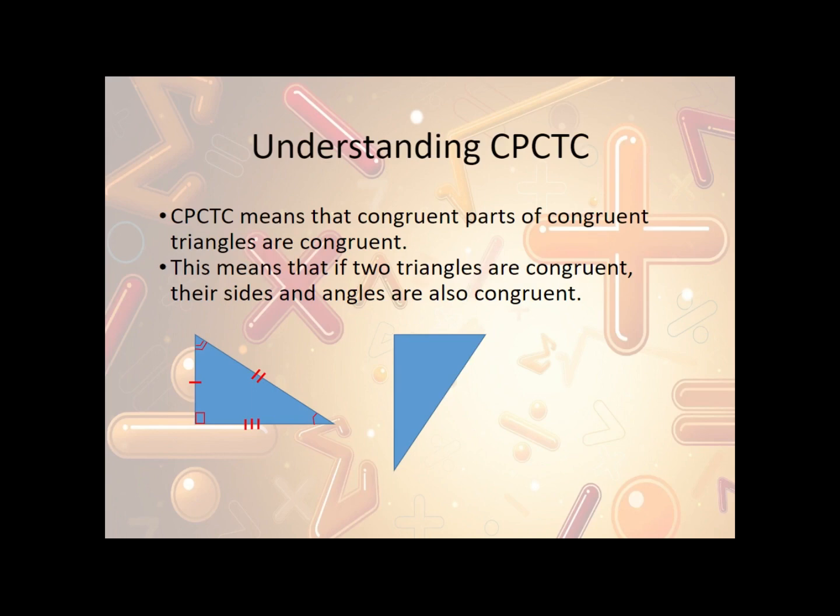So for instance, if I told you that these two triangles are congruent, then we could say that this side and this side are also congruent. If I said that the triangles were congruent, then we could say that this side here and this side here are congruent, and this side here and this side here are congruent. We can also say that the angles are congruent. So we could say that this angle and this angle are congruent, and this angle and this angle are congruent, and this angle here and this angle here are congruent. So because we know that the triangles are congruent, then we can find their corresponding parts and say that they're congruent as well. And the reasoning for that is CPCTC.